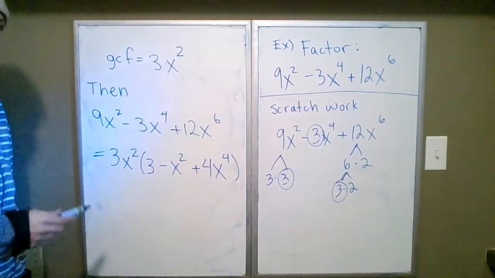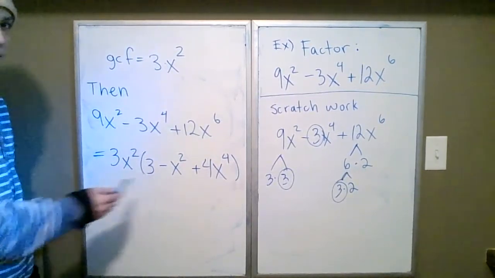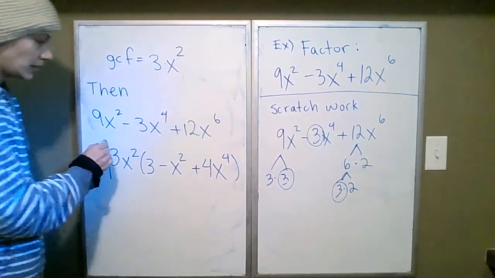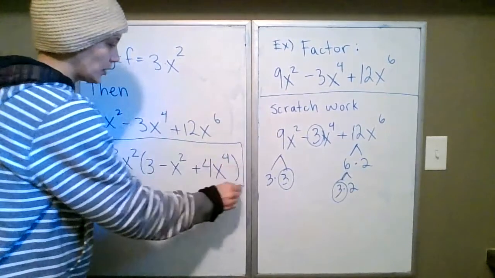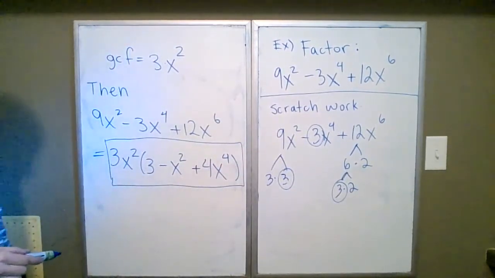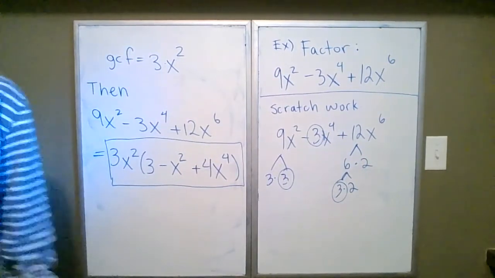So when you are asked to factor, the goal is to rewrite your expression as a product of polynomials. So this is how the answer should look. A number times a number, or a polynomial times a polynomial. Let's do another one. We're going to factor.